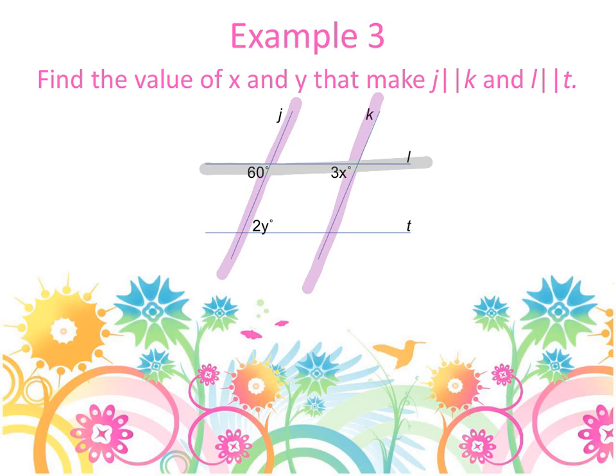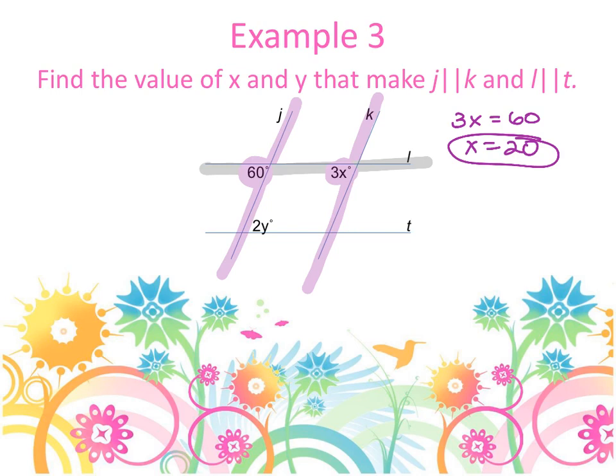If those are parallel, what's the relationship along the gray transversal? What's the relationship between the 60? They're corresponding. So if they're parallel, what should be true about corresponding angles? So 3x would have to equal 60 and x would have to equal 20 in order to make J parallel to K.